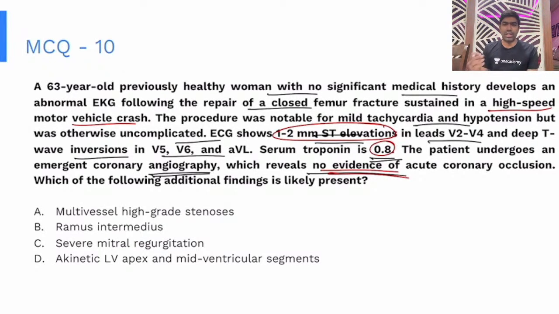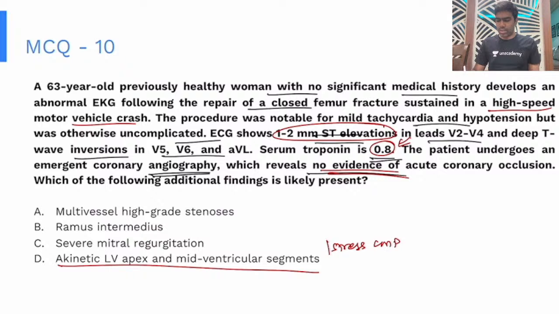It's 0.8. Remember, anything more than 0.1 is definitely elevated. I've not given the normal values, but anything more than 0.1 is definitely elevated. So this patient is having a STEMI-like picture, but you don't have any evidence of acute coronary occlusion. So ideally the right answer for this is akinetic LV apex and probably mid-ventricular segments, because you are talking about something called stress-induced cardiomyopathy.